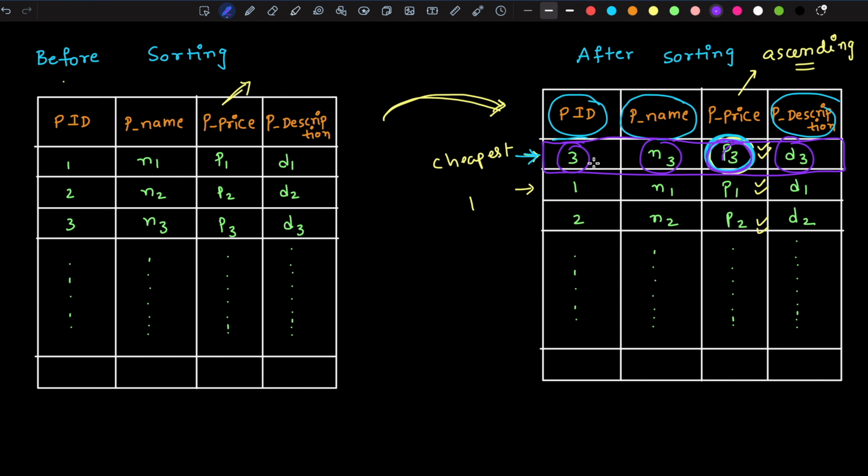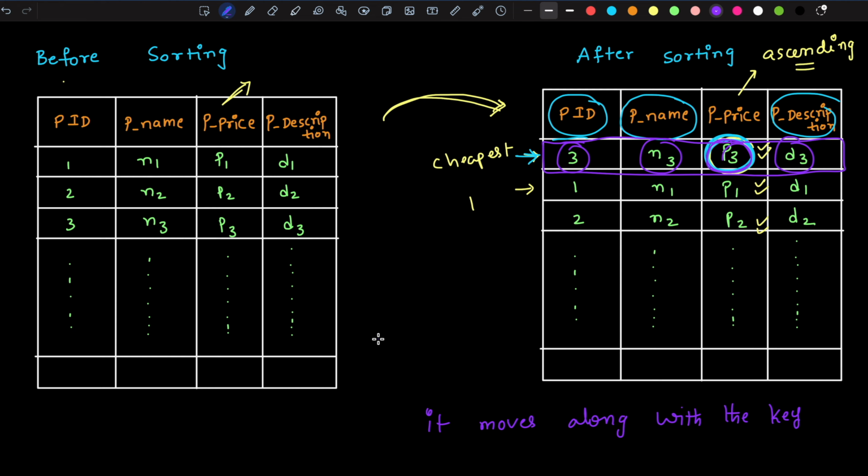So that is why it is called satellite data, because it moves, let me write it down, it moves along with the key. Wherever the key goes, the satellite data will also go together.